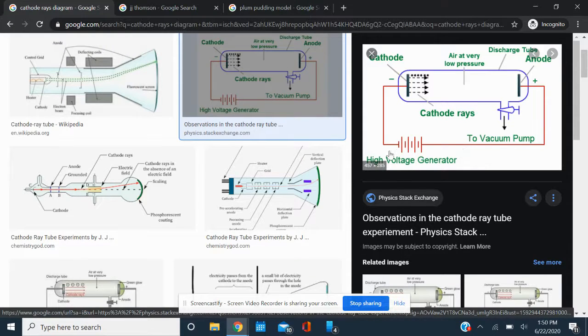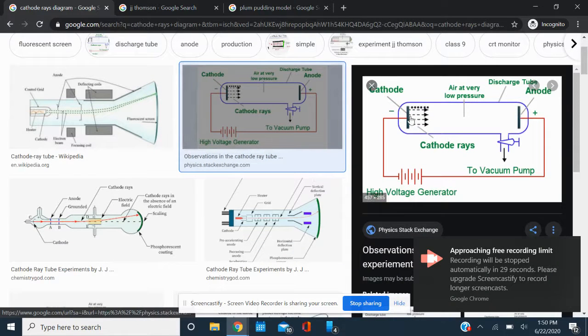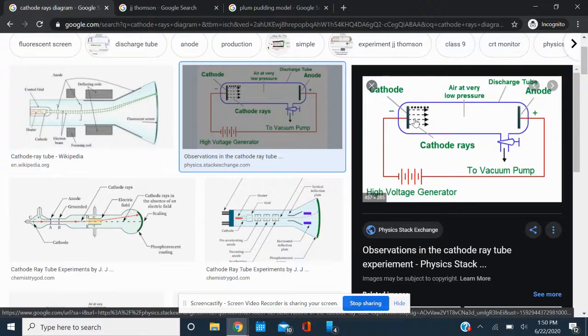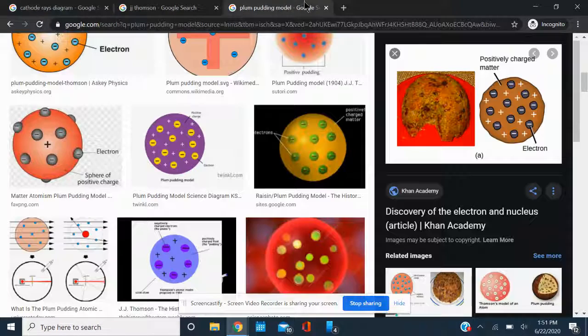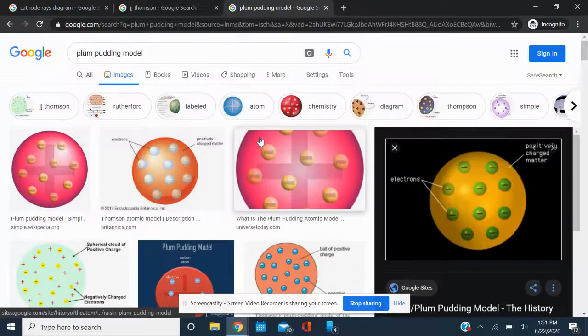So when you put high voltage on the cathode ray, what ended up happening was there would be a purple beam that shot through. And what J.J. Thomson realized was that this was actually negatively charged particles called electrons, and that's what led him to the plum pudding model having electrons inside.